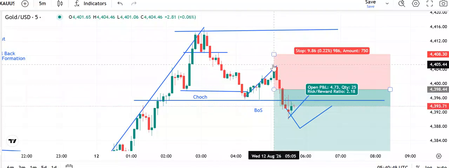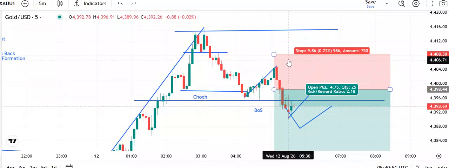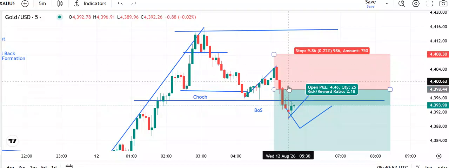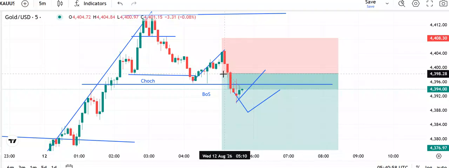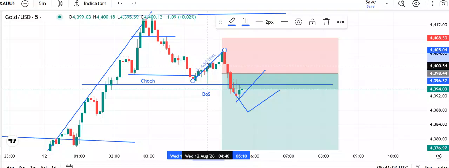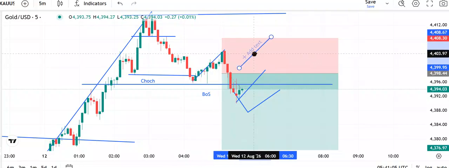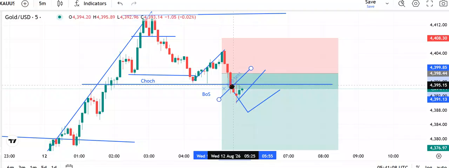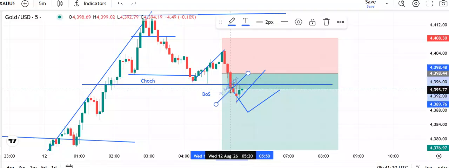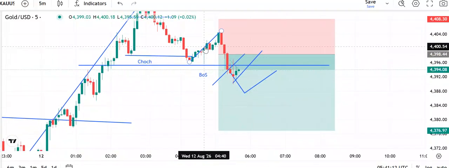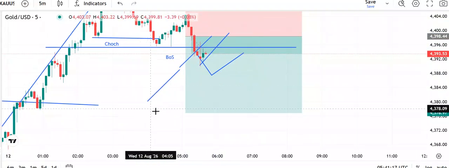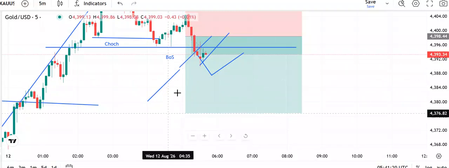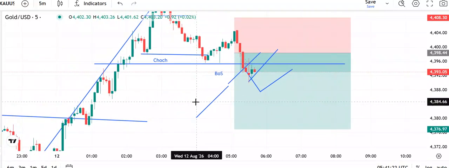So the pullback before that breakout is key, because that's what you use to determine your stop loss. Now, if you determine your stop loss, your TP, if this is your stop loss, the depth of the pullback is your stop loss, then your TP will be twice that depth. Okay, or thrice, 2 times or 3 times of the depth. That will be your TP.